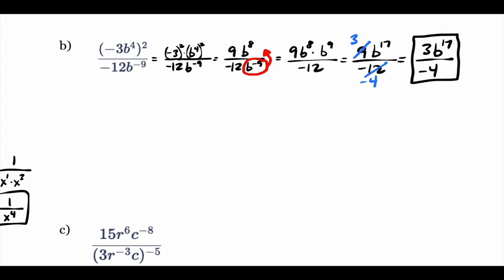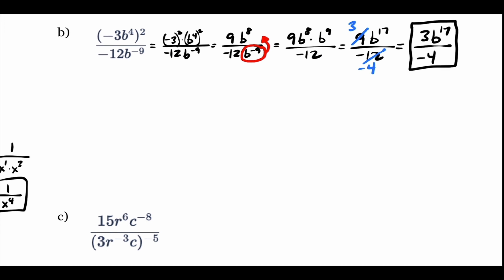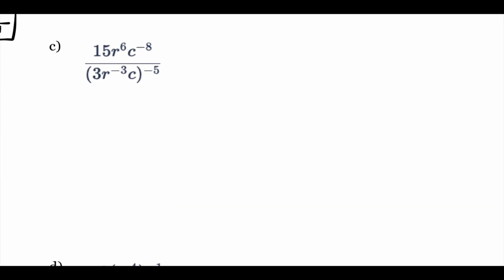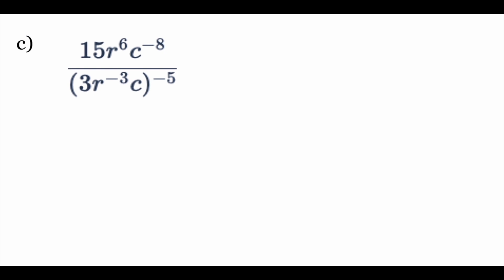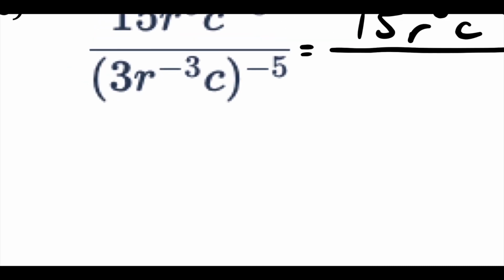All right, let's do letter C together. Okay, so parentheses. I see I have parentheses on top, on bottom, so I'm just going to write the top again. I'll worry about the top later. So the bottom, I have 3 things in here. I have a 3. I have an r to the negative 3, and I have a c. Each of those things I circled is going to get a negative 5 power.